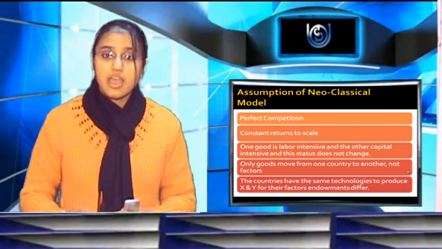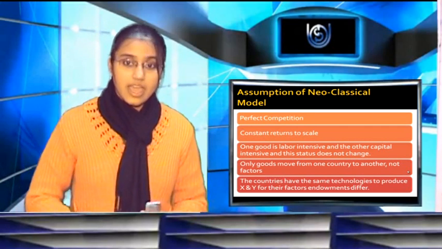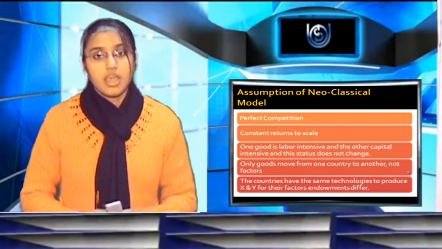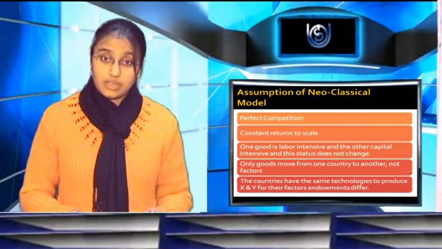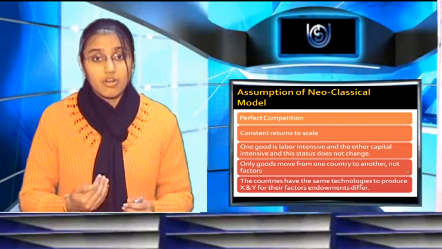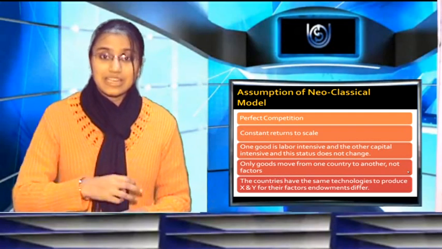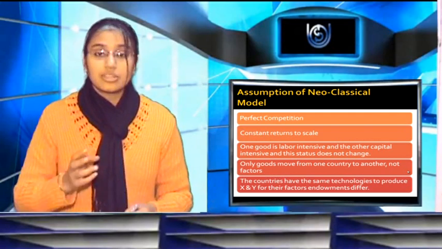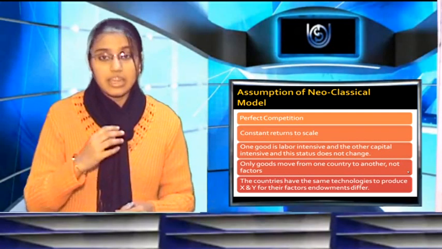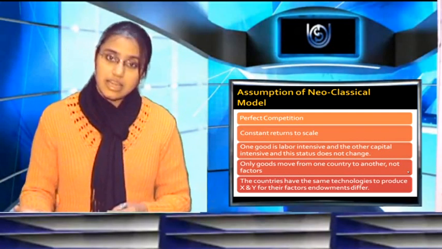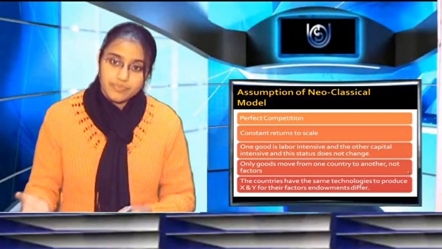Another assumption is that one good is labor intensive and the other is capital intensive, and this status does not change. That shows the factor endowment. When a country is having a labor intensive technique, it is good in that. And if another country is good in capital intensive production, it is good in that.